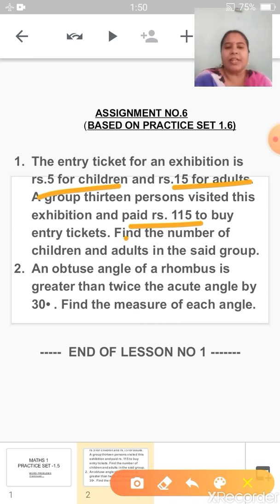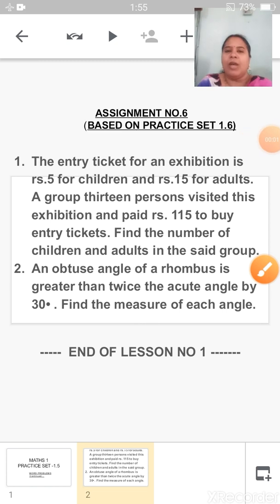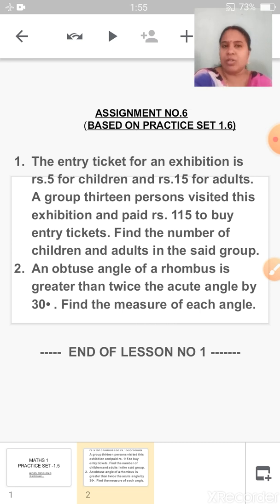Now moving to the second sum. An obtuse angle of a rhombus is greater than twice the acute angle by 30 degrees. Find the measure of each angle. Now in this, what is given to us is a rhombus, and in a rhombus there are 4 angles. Now which ones are to be assumed as x and y? For that, it's given that an obtuse angle. So we are going to deal here with those 2 angles of the rhombus, out of which one is obtuse and the other is acute. Now why only 2? Because the remaining 2 will be congruent to them, as opposite angles of a rhombus are congruent to each other.